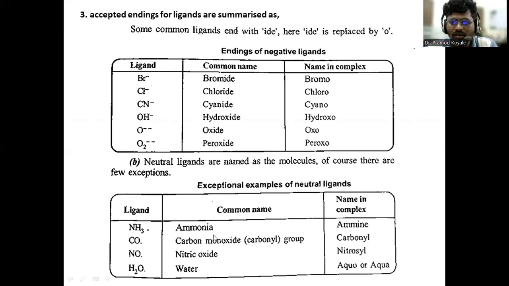So this is about the exceptional examples of the neutral ligands. For ammonia, the name in the complex should be ammine. For carbon monoxide, it is carbonyl. For nitric oxide, it is nitrosyl. For water, it is aquo or aqua. So this is the rule to name the endings for the negative ligands as well as the neutral ligands.